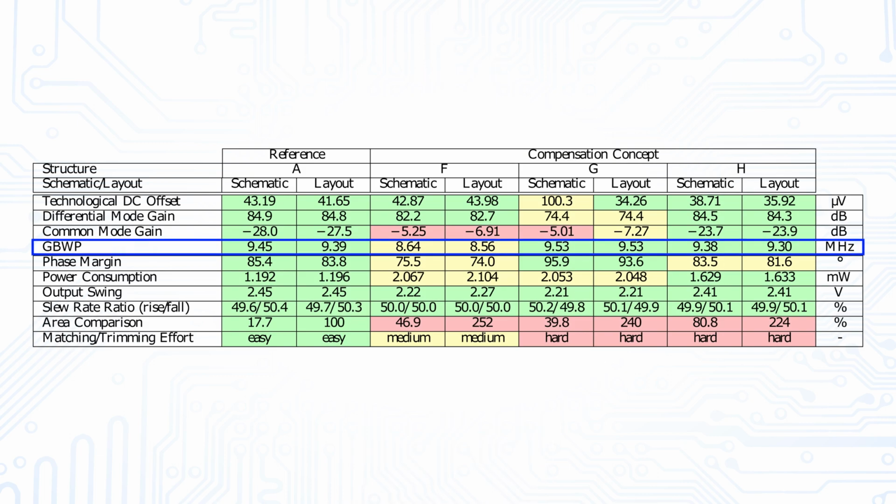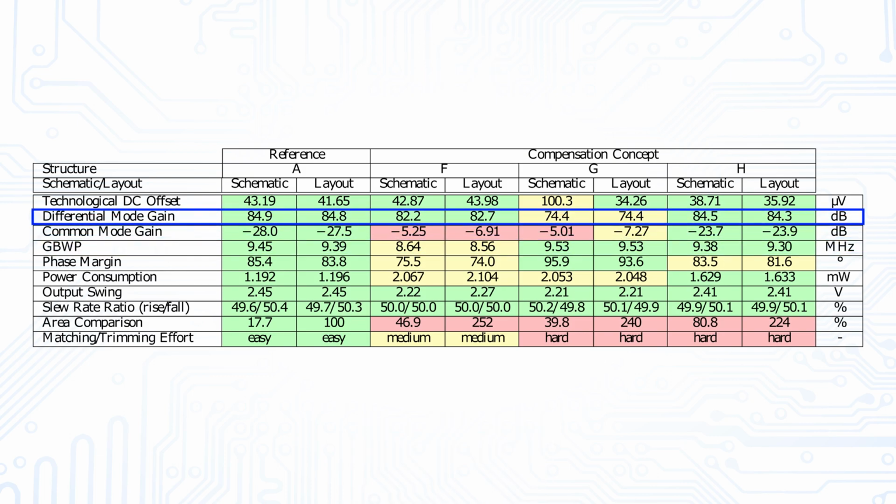Let us now continue with the performed simulations and the results that we obtained. First, we check whether our amplifier structures meet the specifications of a gain bandwidth product of about 10 MHz and a differential mode gain of about 80 dB. Additionally, we simulate other important amplifier parameters that can be seen here, both for schematic and layout back extracted versions. You can see that all structures approximately meet the necessary specifications. The parameters are color-coded, green meaning good results and red meaning results that might require further attention.